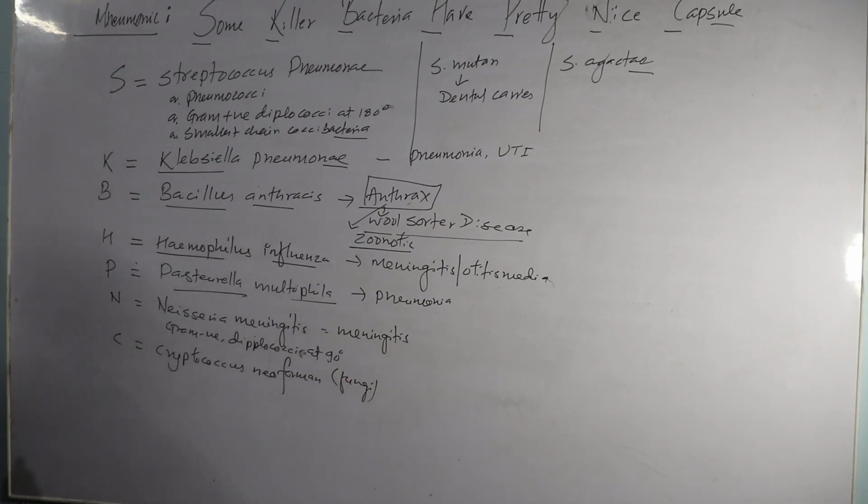So all of the organisms here, Streptococcus pneumoniae, mutans, agalactiae, Klebsiella, Bacillus, Haemophilus, Pasteurella, Neisseria, are all bacteria except Cryptococcus neoformans. And all the organisms given here have a polysaccharide capsule except Bacillus anthracis. Its capsule is a polypeptide, a polymer of D-glutamic acid. So we deal here with the bacteria or organisms containing capsule with a mnemonic: Some killer bacteria have a pretty nice capsule.